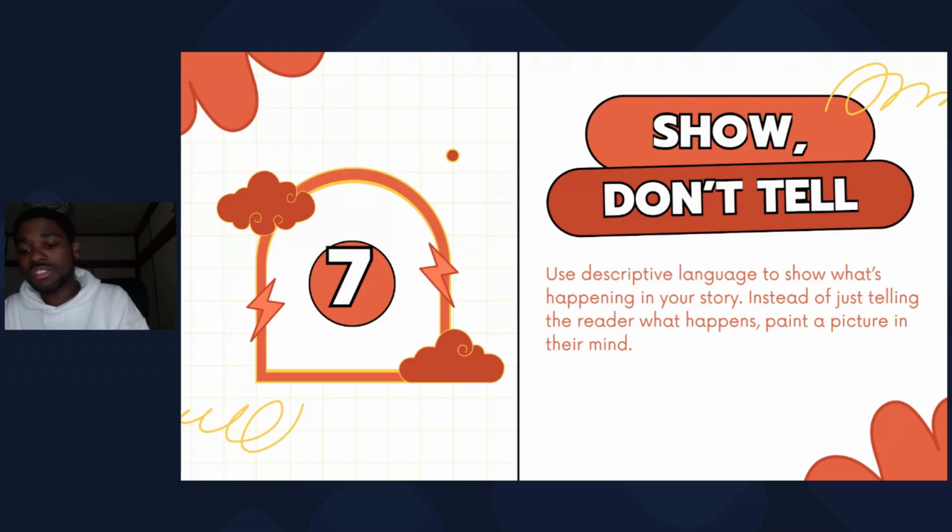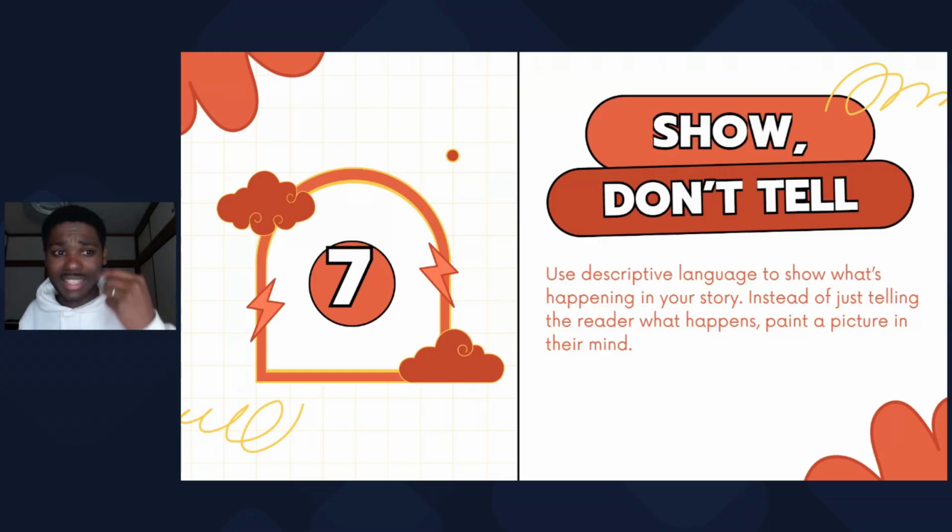So find ways to use imagery and vivid descriptions to show what's happening in the story instead of just saying it was hot. Mark was angry. Why would you tell me that Mark was angry? Show me that he was angry. His brows furrowed and his eyes squinted. So I can visualize that and I can understand through my own imagination that Mark was angry.